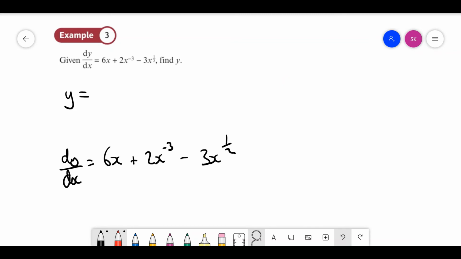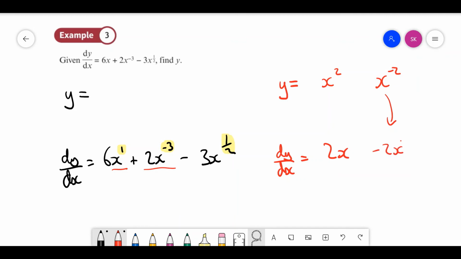So let's look at what y, the original expression for y, would have to be in order to make these powers, 1, negative 3, and a half. Well, to differentiate to x to the 1, it would have to be x to the 2. And when we do that, we would get 2x. To differentiate to get x to the negative 3, we would have to have x to the negative 2, 1 up from negative 3. And when we differentiate that, we get negative 2x to the negative 3.